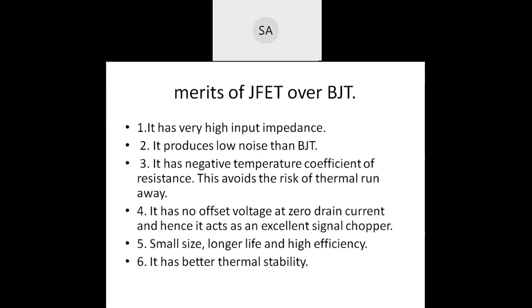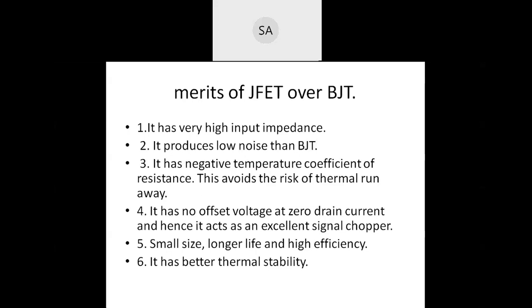Merits of JFET. We discuss this in comparison with the BJT. This is also a comparison with the BJT only. The first one, it has very high input impedance and it produces low noise than BJT.